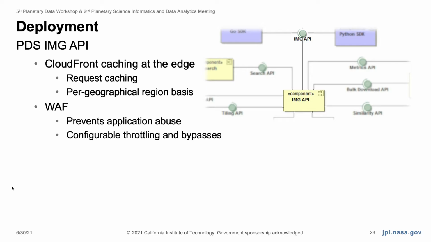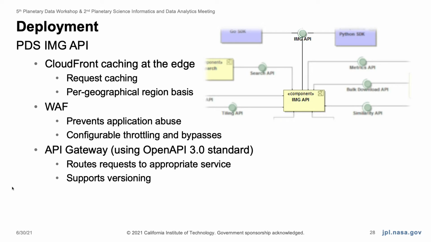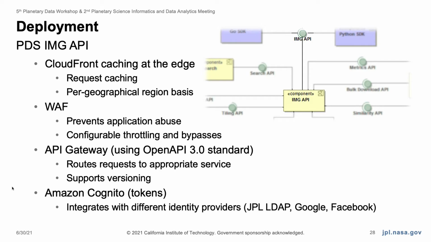One of the things that it does is it lets you throttle user access if needed, and it's a really handy tool. It stands for Web Application Firewall, and so it prevents users from abusing the system. Also, we have API Gateway set up. It routes requests to the appropriate service under the hood, like I mentioned. And finally, we also use Amazon Cognito, which integrates with different identity providers like JPL LDAP, which we use, or you can also use Google and Facebook OAuth for authentication and authorization.